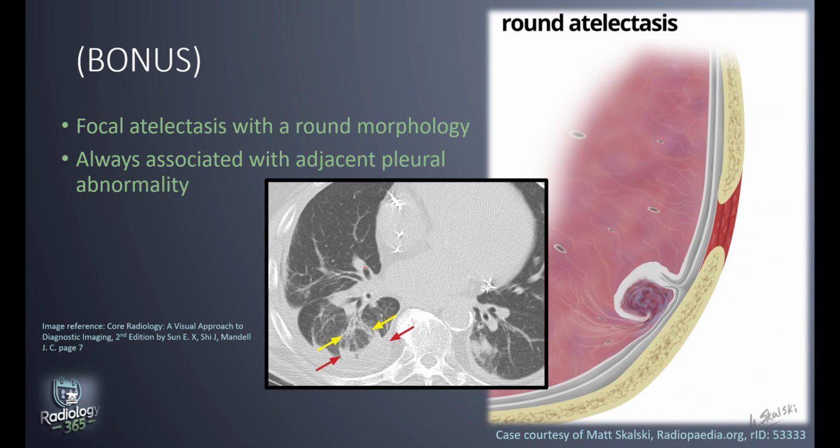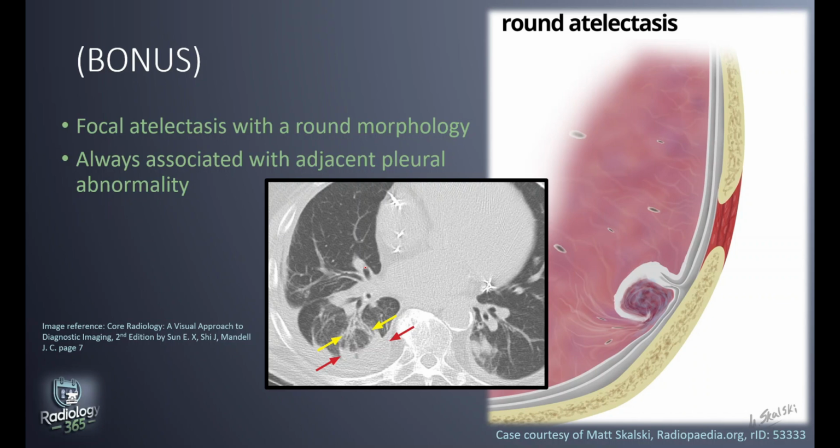A quick bonus, apart from the lobar atelectasis that we are speaking about, we also have something we call round atelectasis. It's a focal atelectasis which has a round morphology, and it's always associated with an adjacent pleural abnormality, that is either a pleural effusion or pleural thickening or pleural plaque or something like that. Round atelectasis is most common in the posterior lobes, and there are certain criteria that must be present for you to confidently diagnose round atelectasis.